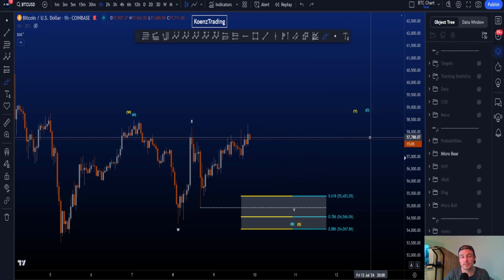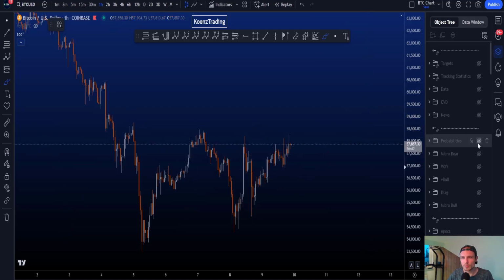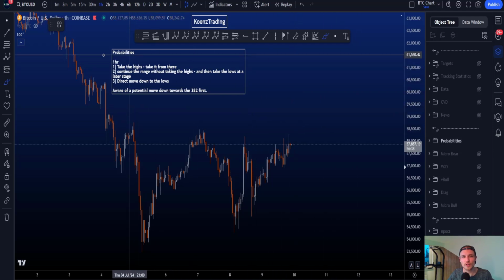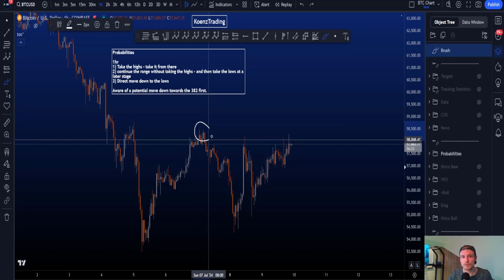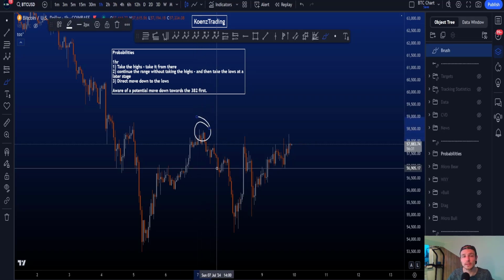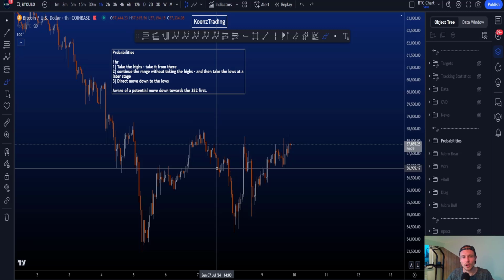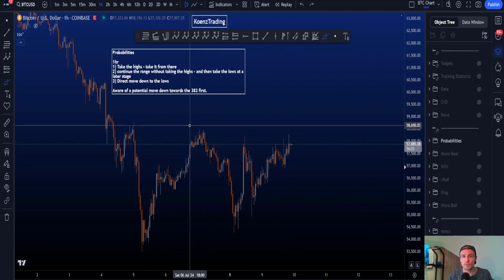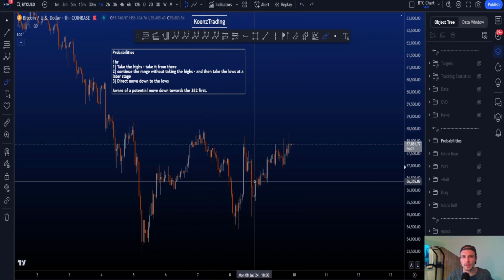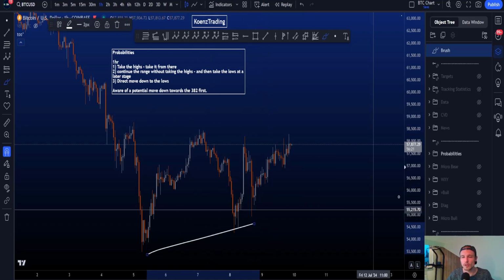And if we then finally look at the probabilities of the different scenarios, then on the 1 hour time frame the probabilities are highest for price to take out this high sooner or later and then take it from there. On the number 2 spot, we have a continuation of this range without taking this high over here, but instead take the lows first.